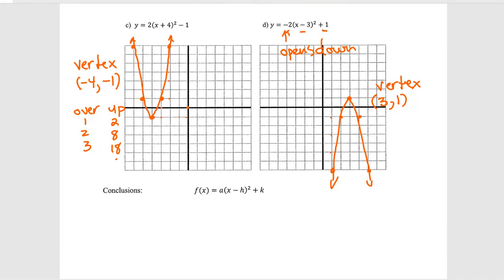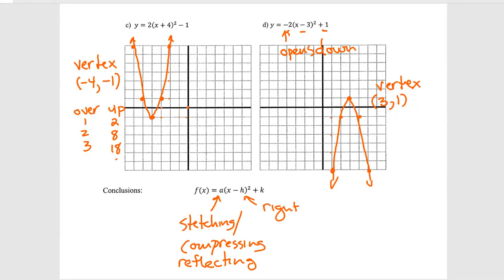So the final step: this is my stretching or compressing, also reflecting if it's negative. And the last two parts here: my H is right and left, backwards from what you would think, and the K is the up-down movement. The vertex is always the H and the K. That's all for now.